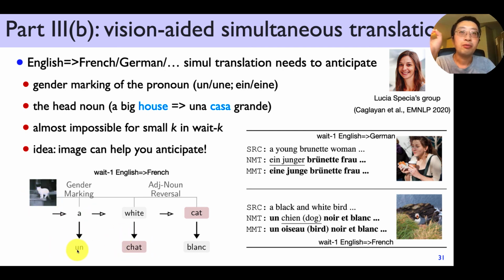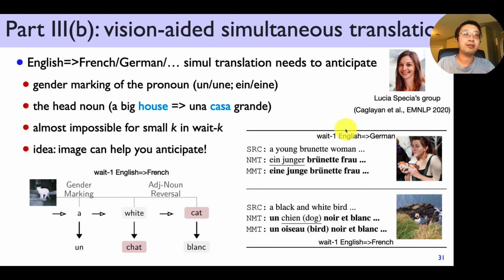And also remember the gender marking is actually the first pronoun, the un or une, or in Spanish una or uno, in Italian as well. So that also needs to be decided depending on the noun here. A cat or a dog or a bird, or a woman or a man, uses a different pronoun, right? So that's completely impossible without the image, without the visual information.